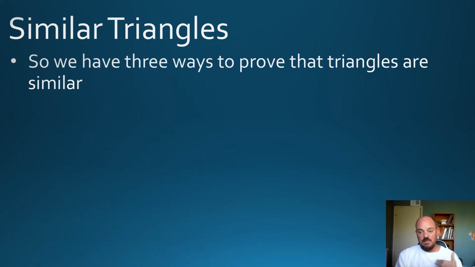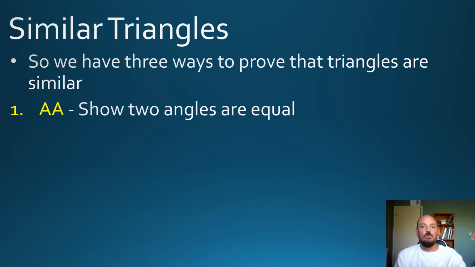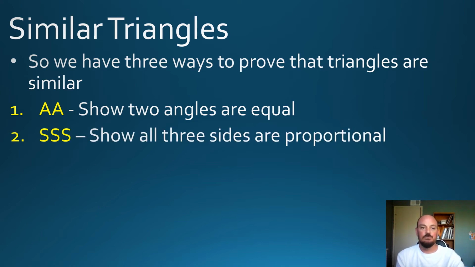And even though I just said this, let me click through it for the notes here. We have 3 ways to prove triangles are similar. Number 1, if 2 angles are, I said equal, I should have said congruent. If 2 angles of the triangles are congruent, the triangles are similar, no matter what. You don't need to know anything else.